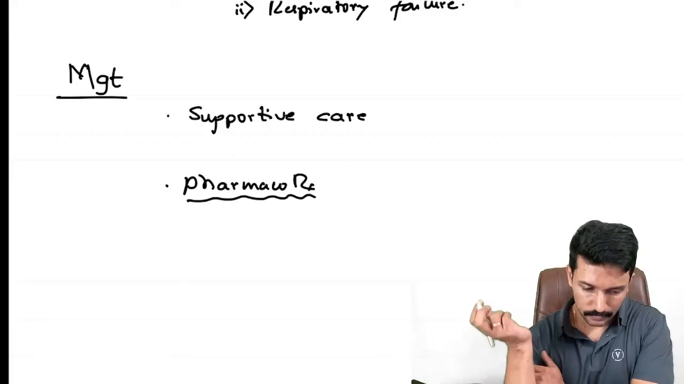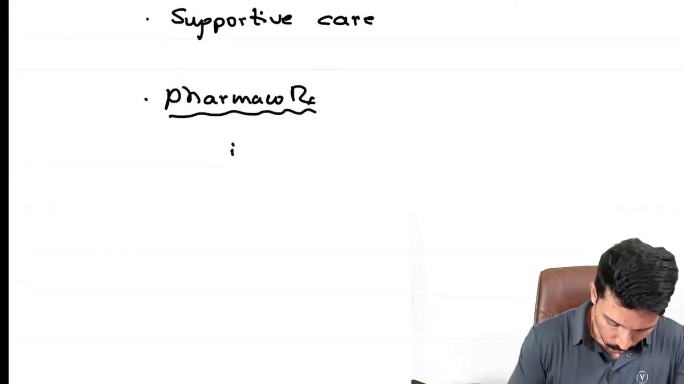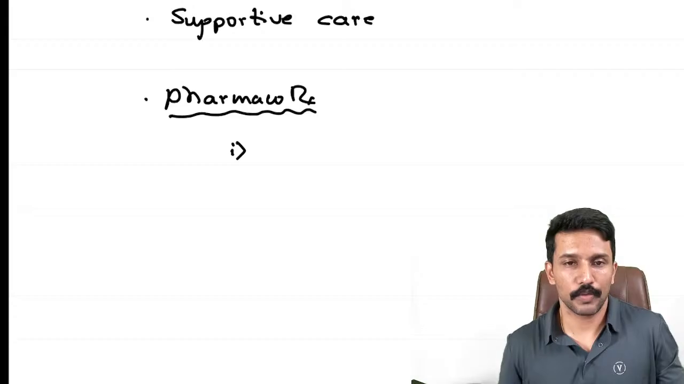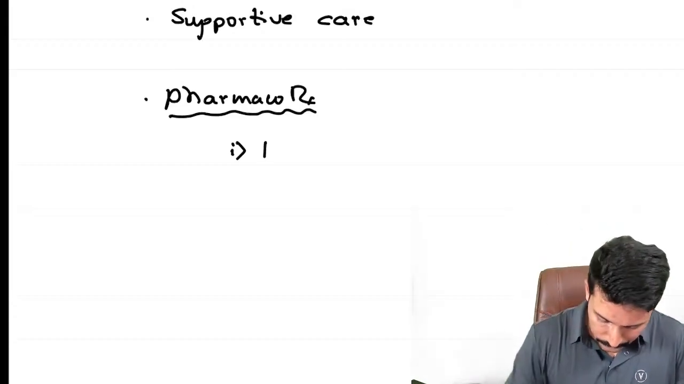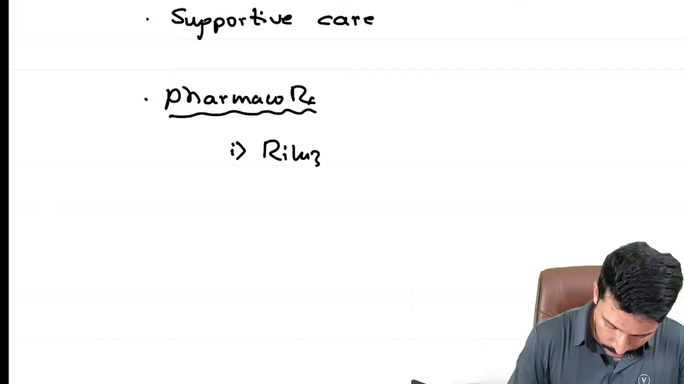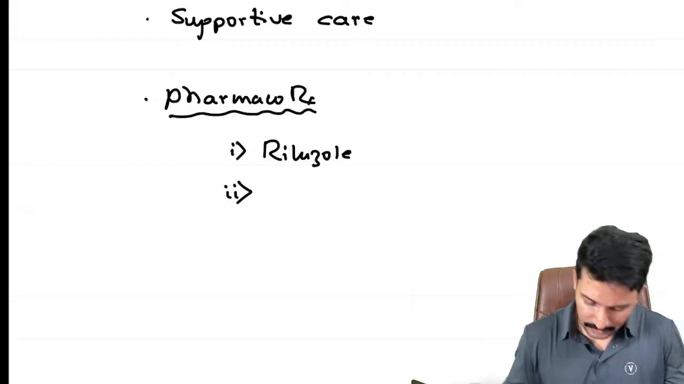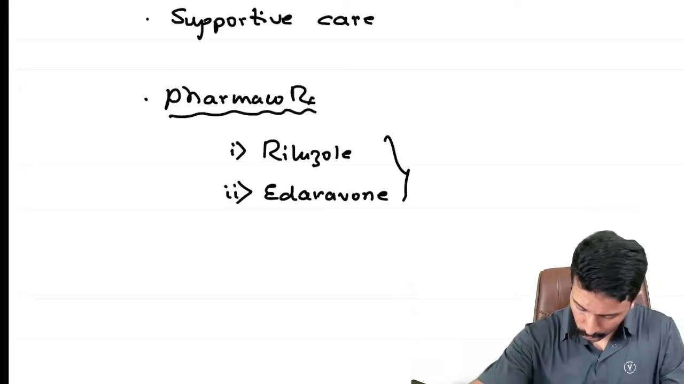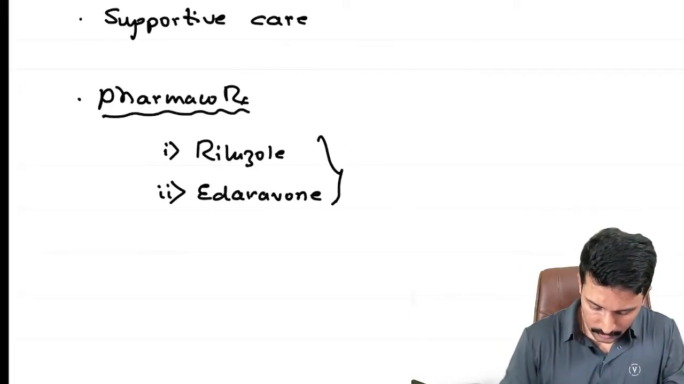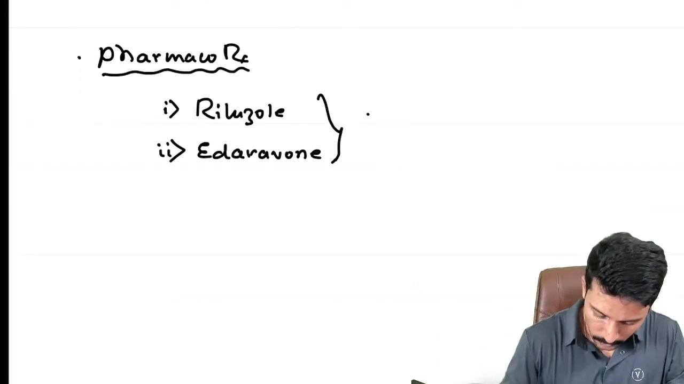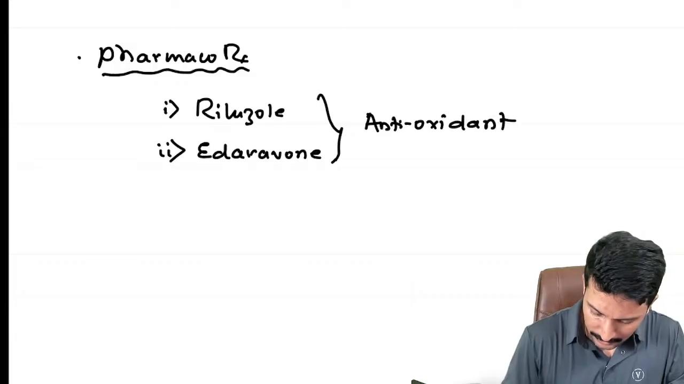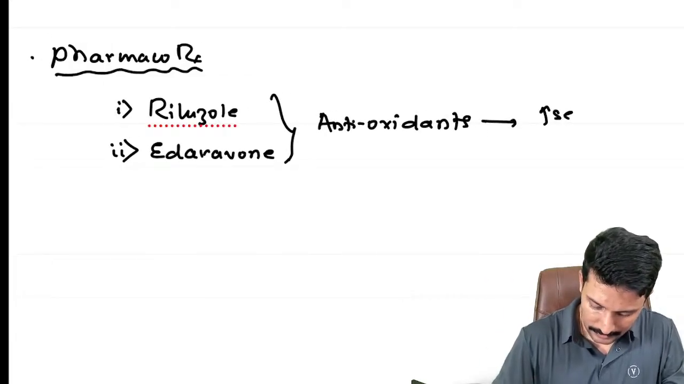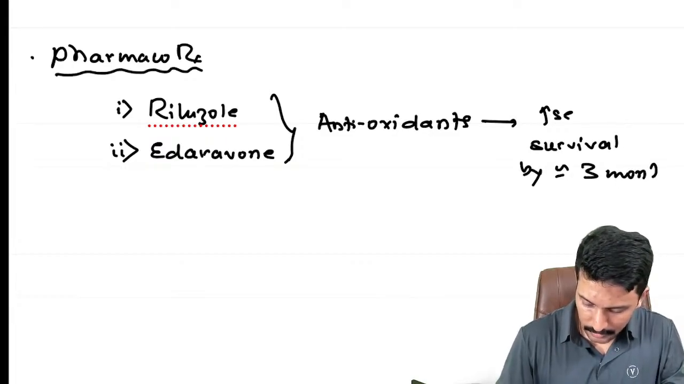And then in terms of pharmacotherapy, we have drugs that could be used. The first drug that we are thinking about is riluzole, and the second drug is edaravone. Riluzole and edaravone are drugs that are useful. These are antioxidants, or you can say free radical scavengers. They increase survival by approximately 3 months.